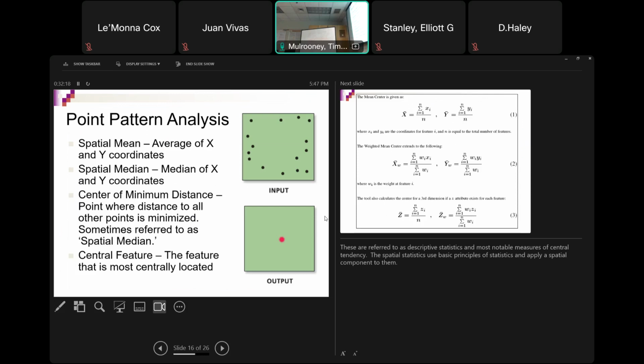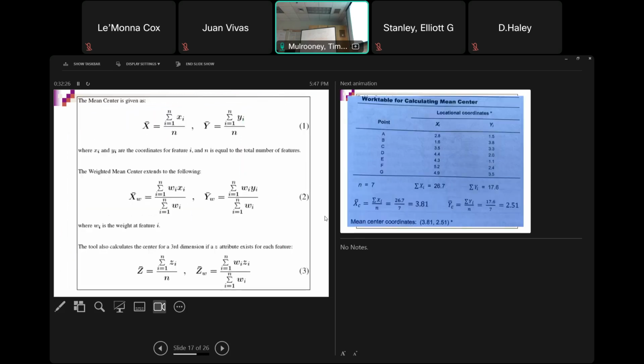So even when we talk about center, we've got like 4 different definitions of center. I want to make sure we understand this. Here are the formulas. Basically, add them all up and divide by the total number. When we have the weighted, it's the weight times the value divided by the sum of the weights. Instead of dividing by n, we divide by the total population. And then it also calculates a third dimension.